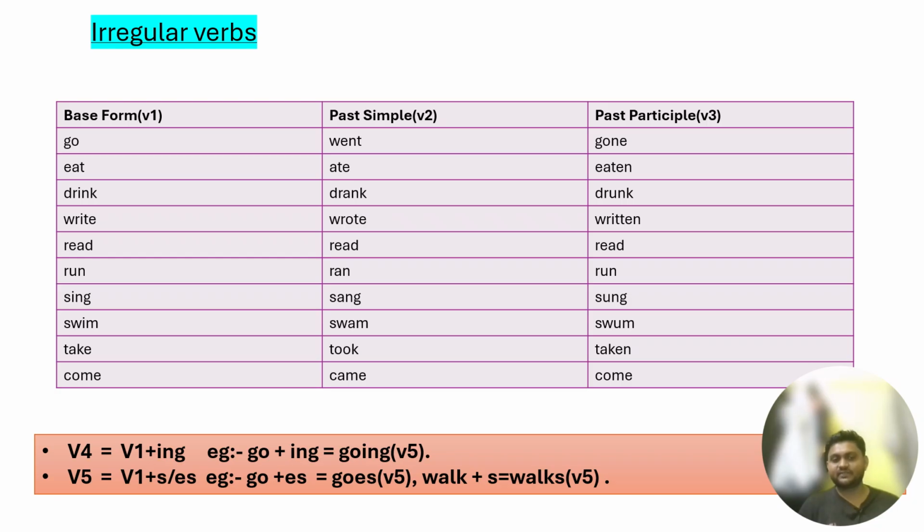Whereas V5 is a base form of the verb, which is V1 plus S or ES. For example, if the base form is go, we use ES and turn the word into goes, which becomes V5. If the base form is walk, we add S to it and the word becomes walks, which is V5 of the word walk.